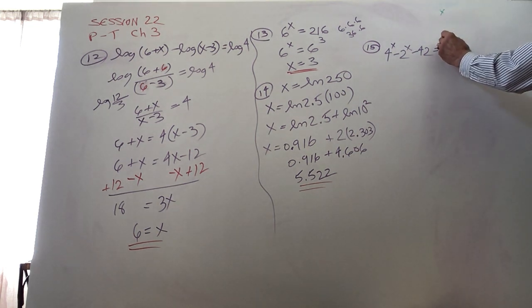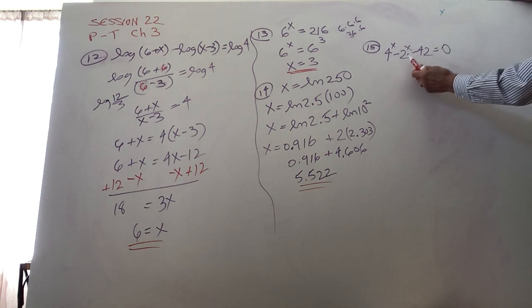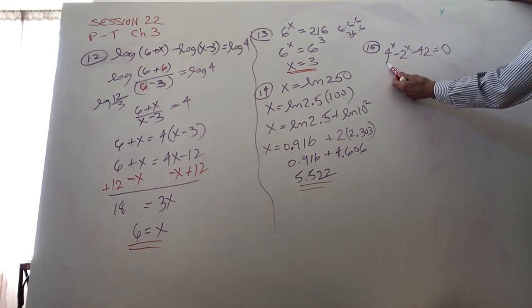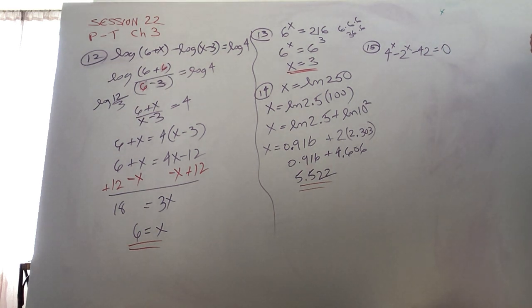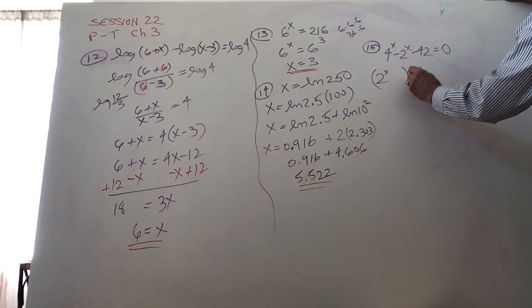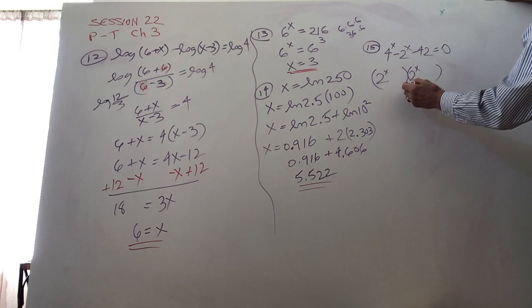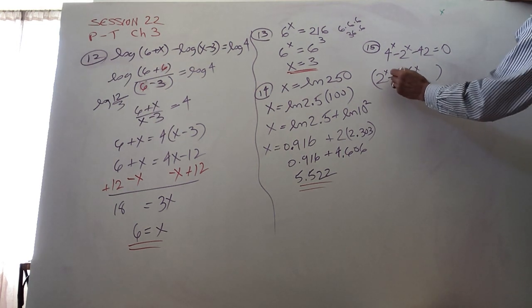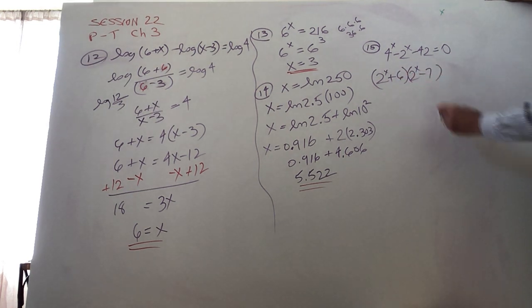You could do this, change your variable, let 2 to the x equal y, and this would equal y squared. You could do it that way. I'm thinking that maybe just 2 to the x and 2 to the x might work. And then for 42, 6 and 7, and negative 6, in fact, positive 6 maybe, and then negative 7, okay? Let's see if that works for us.